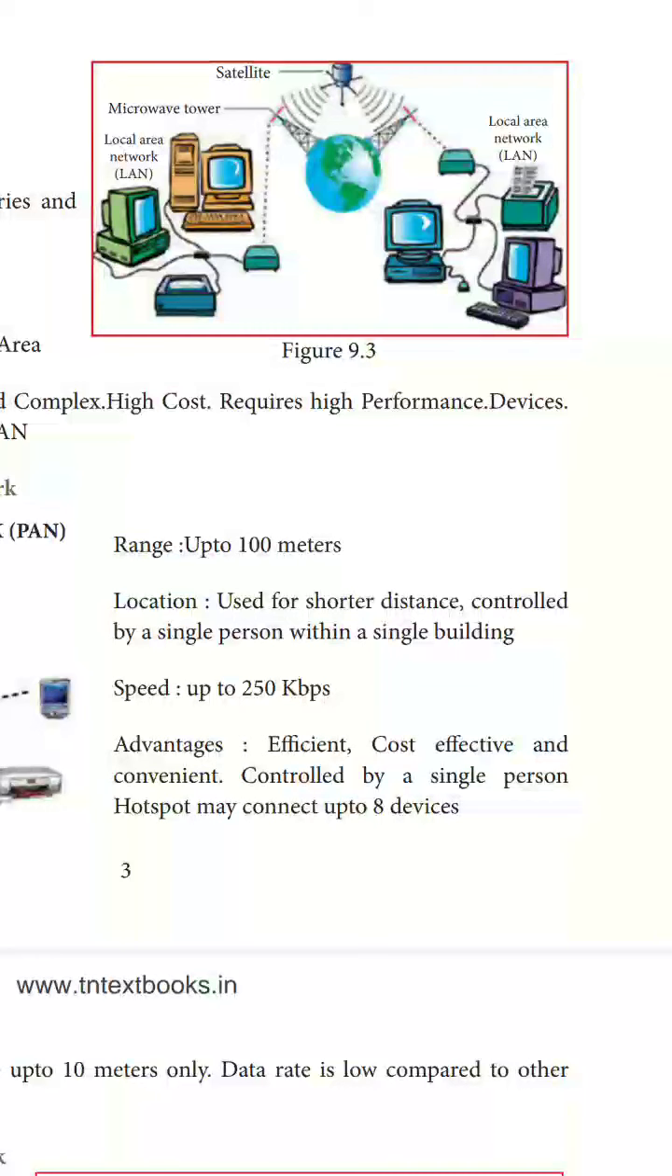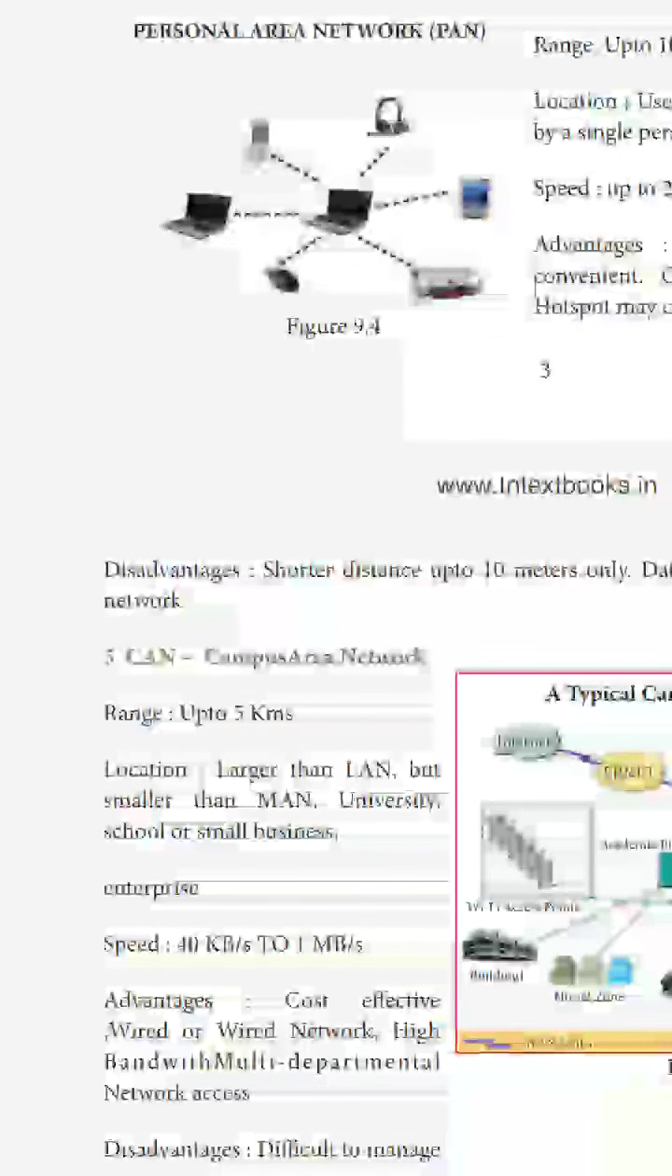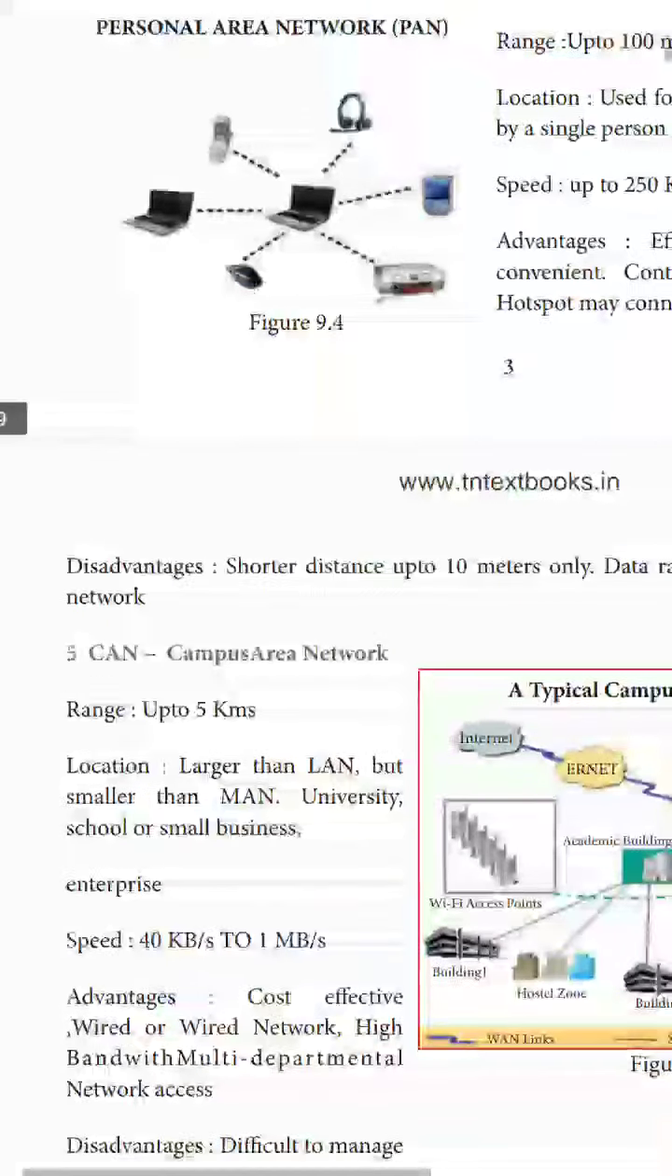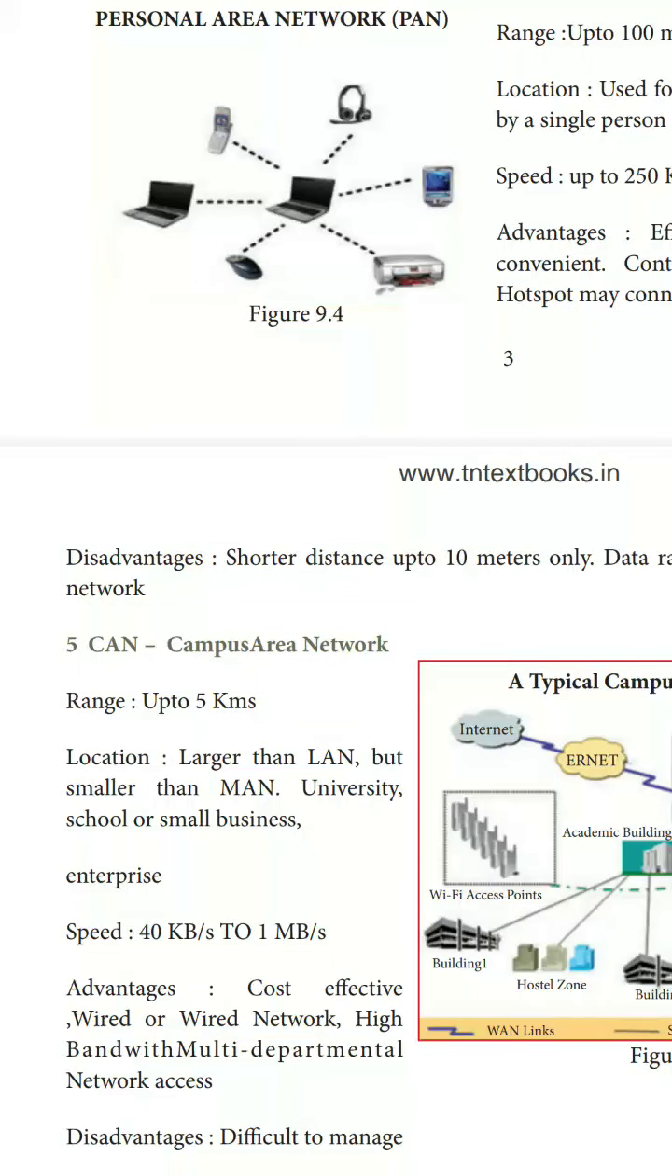Next, it speeds around 250 kbps. The advantages are cost effective and convenient. It is controlled by a single person, and a hotspot may connect up to 8 devices. This personal area network is movable, so when the network is moving from one part to another part, it is still movable. The disadvantage is a very short distance, up to 10 meters only, and the data rate is low compared to other networks.